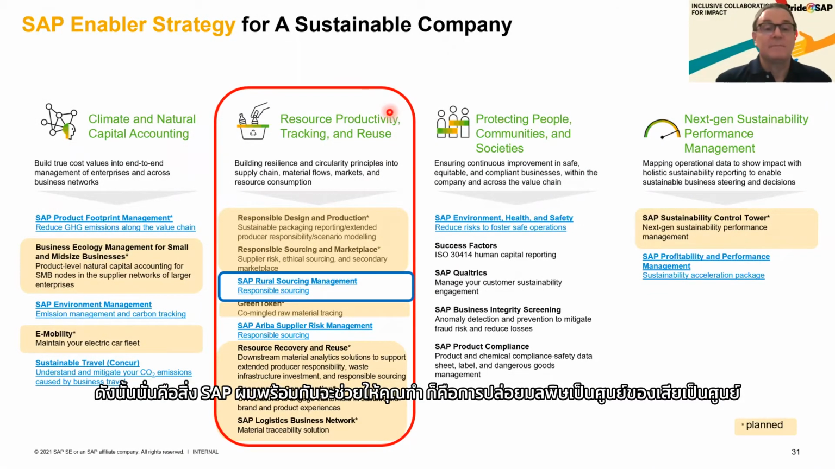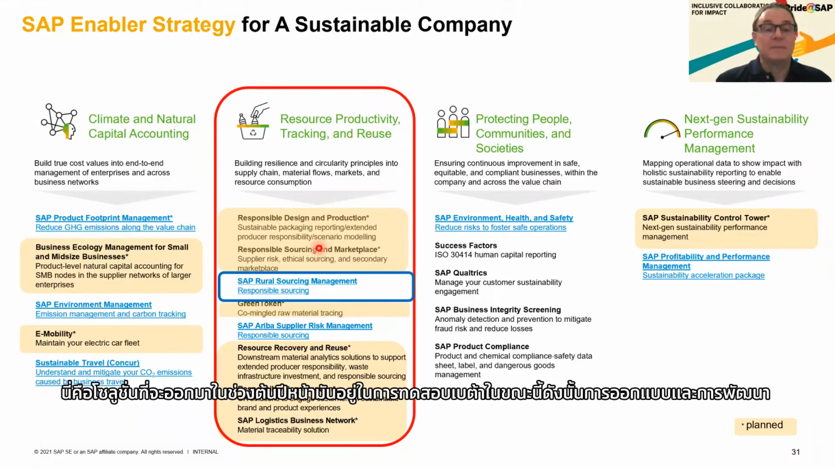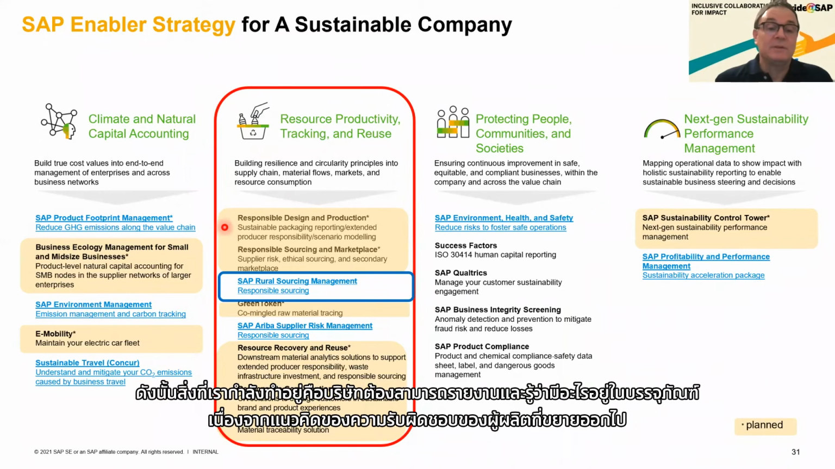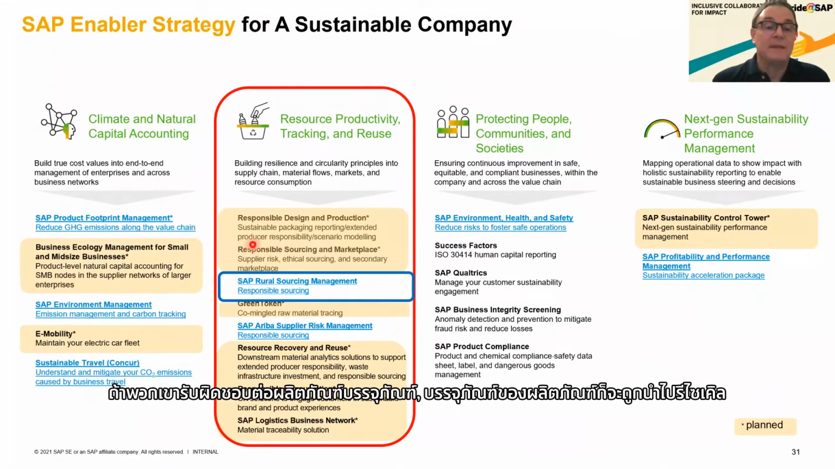Zero emissions, zero waste. Okay, so this is a product that is coming out early next year. It's in beta testing at the moment, so responsible design and production. This is about sustainable packaging reporting and extended producer responsibility. So what we're doing is a company needs to be able to report on and know exactly what is in their packaging because of this concept of extended producer responsibility. They are responsible for the product, the packaging of the product when it goes to recycling.